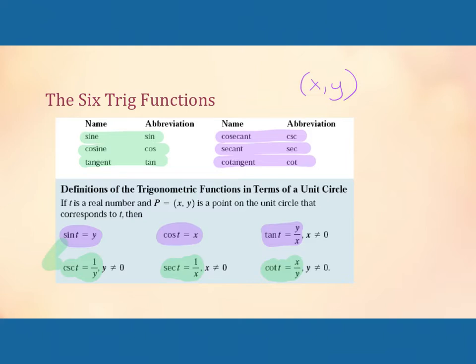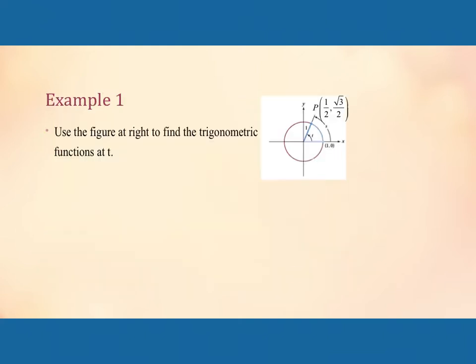Notice that these all say where the denominator cannot equal 0, because then it would make it undefined. So if it asks for the coordinate point and then asks you for a sine or cosine or tangent in which your variable on the bottom is 0, then obviously it would be undefined at that point. So example 1 says to use the figure at the right to find the trig function at t.